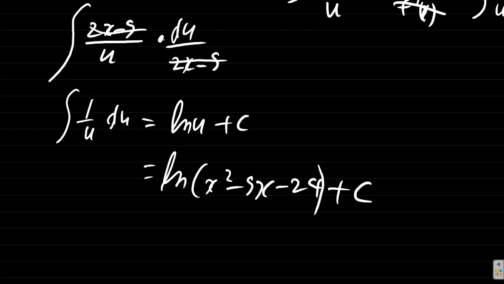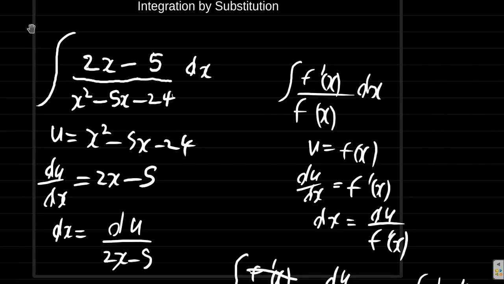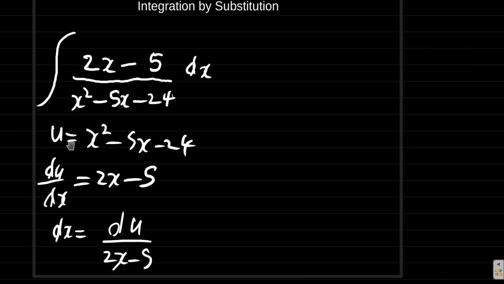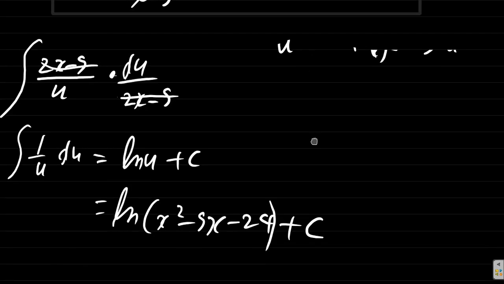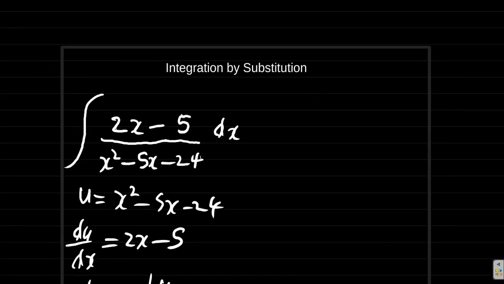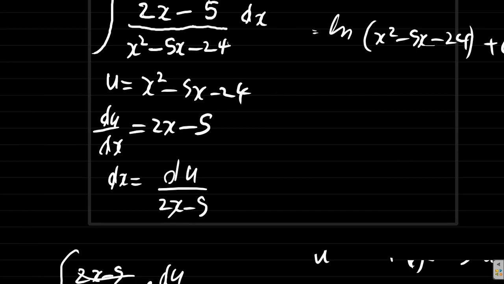Now this is where we ended up in our last video. So we see that the integral of this, let's write down the answer and just erase what we did before. It is ln |x squared minus 5x minus 24| plus c. So let's write it down here. It is equal to ln |x squared minus 5x minus 24| plus c.